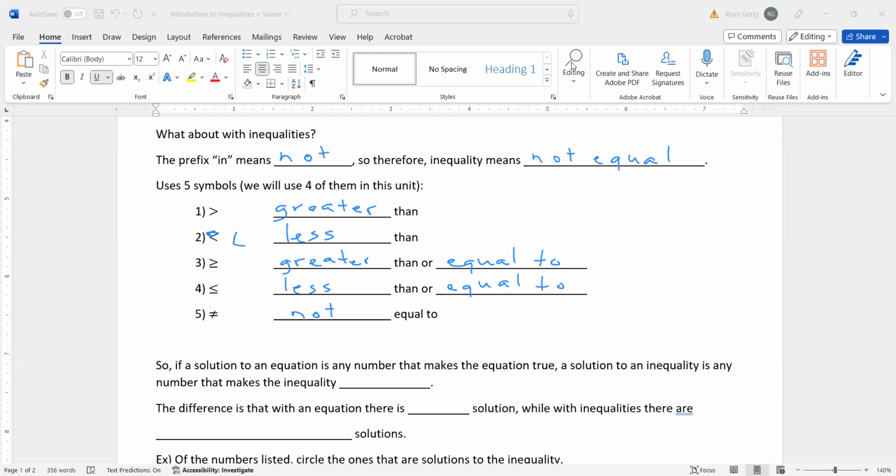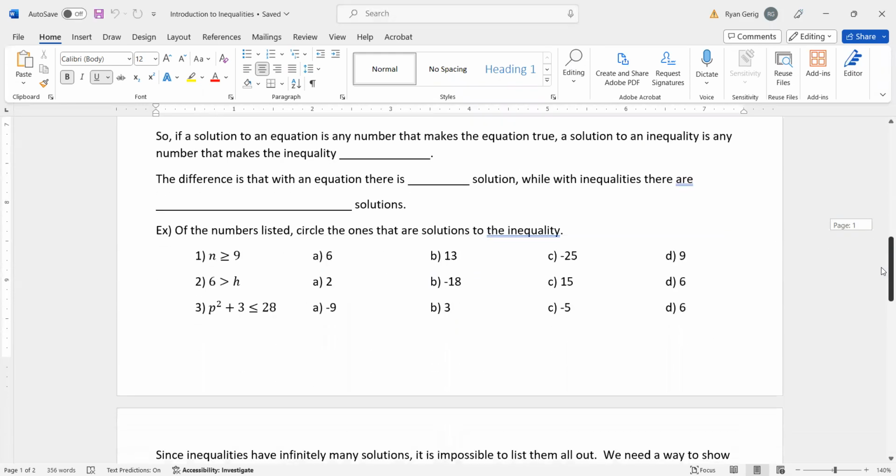All right. So continuing on with the idea here, make sure you understand this idea. If you're not going to pay attention to the rest of the video, make sure you hear this part. If a solution to an equation is any number that makes the equation true, a solution to an inequality is any number that makes the inequality true. Not equal, but true. So I need a true statement at the end. The difference is that with an equation, there is typically one solution, while with the inequalities, there are infinitely many solutions.